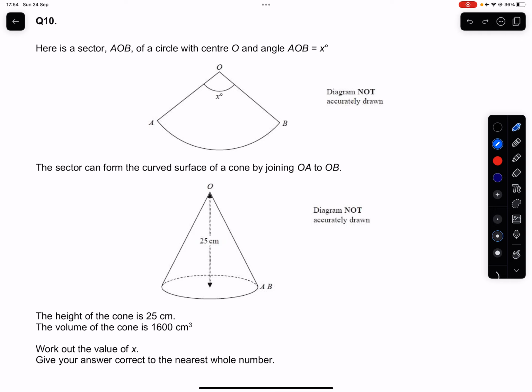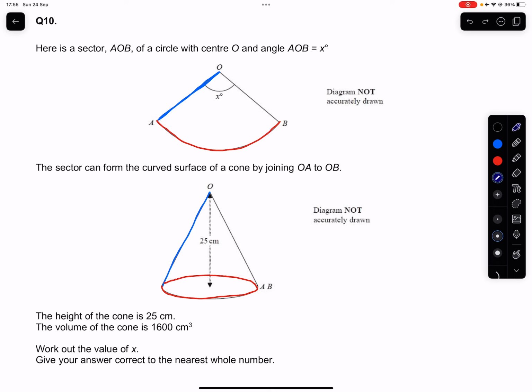Now the significance of this is that this length OA here is basically the same as this length here, and the arc of this sector basically becomes the circumference of this circle here. We are given the height of the cone, we are given the volume of the cone. We do not know what the radius of this circle is, and we do not know what the sloped length is that links to this radius here.